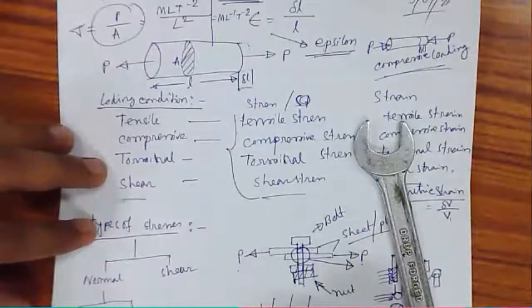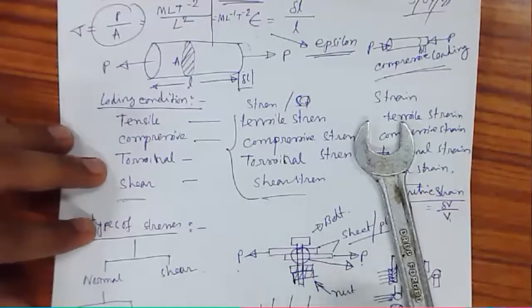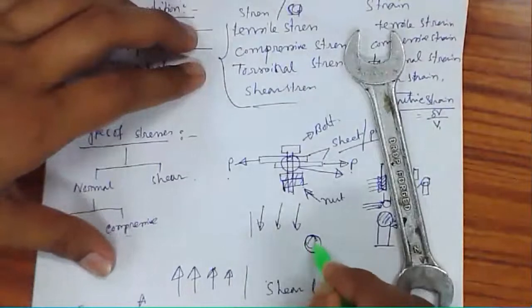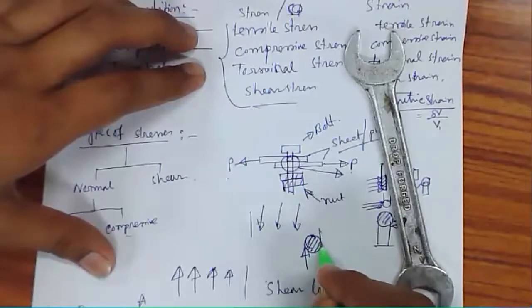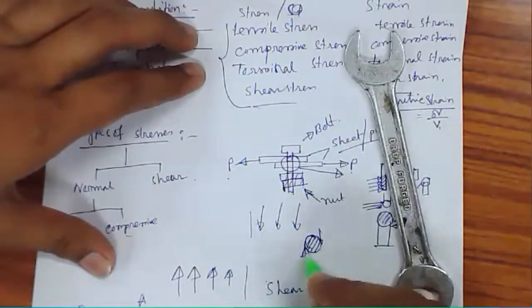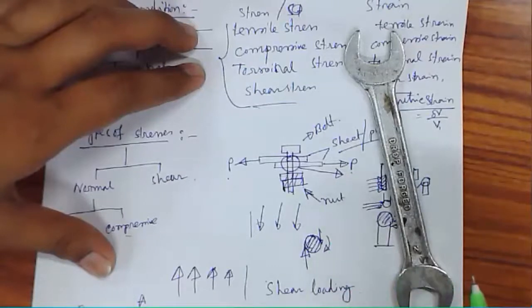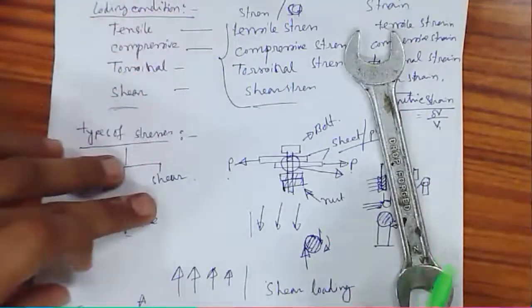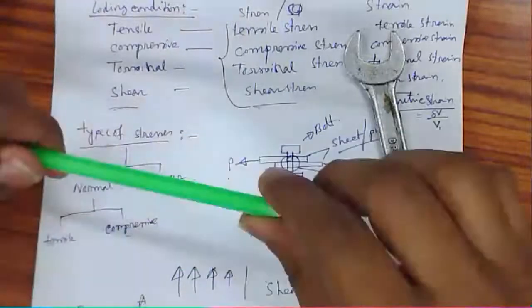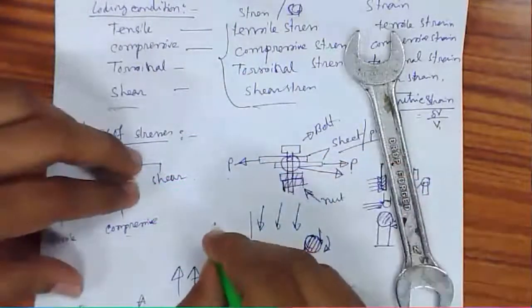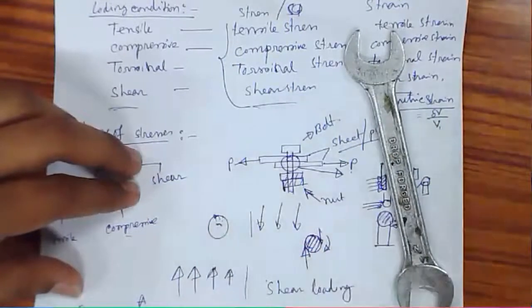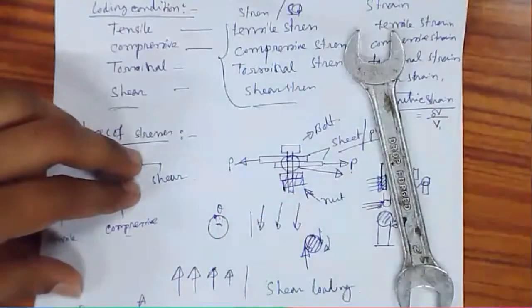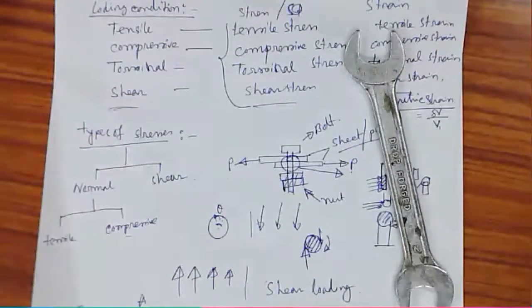A couple is when two equal and opposite forces are separated by a distance. Whenever there is a surface, you are producing two equal and opposite direction forces. As a result, this object is trying to rotate. Sometimes it will rotate, sometimes it will not, but in case it rotates, it will be at some angle. So initially the position is here, after that the position is here, then the angle theta will be the torsional strain.